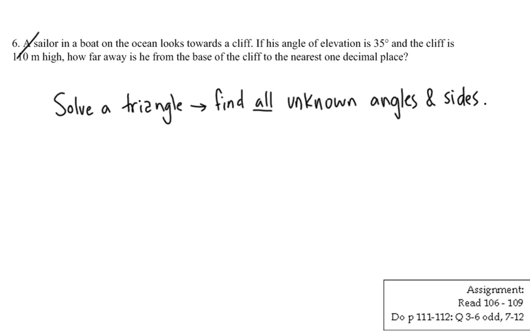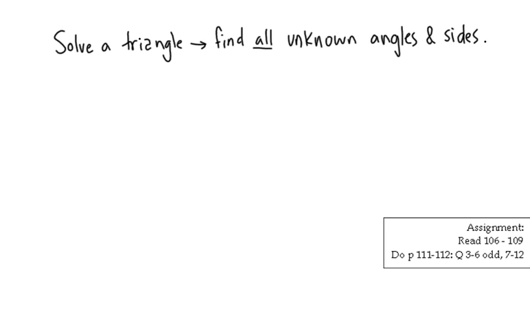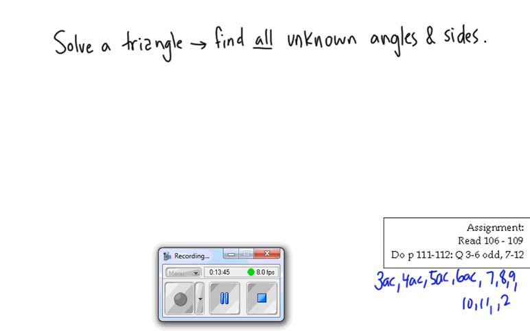Okay, your homework, when it says 3 to 6 odd, can someone tell me what that actually means? 3AC, 4AC, 5AC, 6AC. And then 7, 8, 9, 10, 11, 12. So you have lots of time. It's a Thursday, so it works out well.